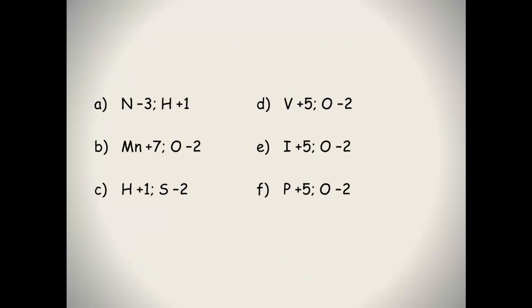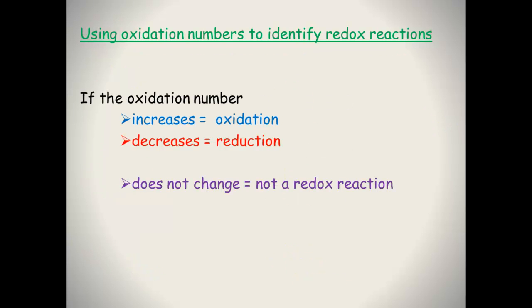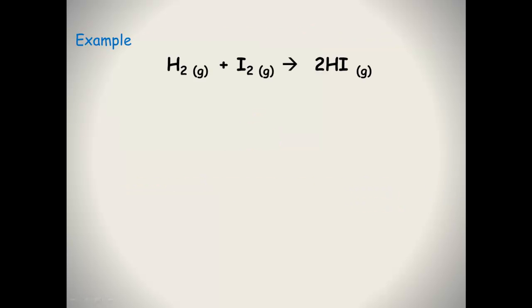Now we want to look at how to use those oxidation numbers. So we use oxidation numbers to identify redox reactions. If the oxidation number increases, an oxidation has occurred. If it decreases, reduction has occurred. If there are no changes in oxidation numbers, it is not a redox reaction. So let's have a look at this example here.